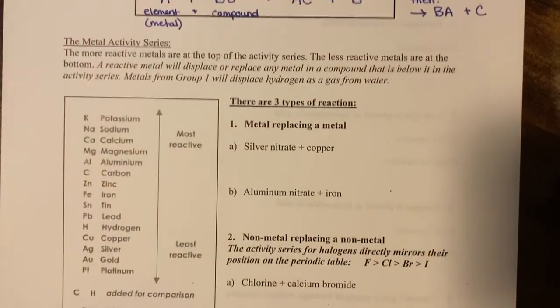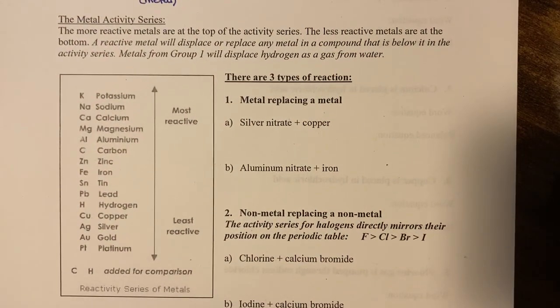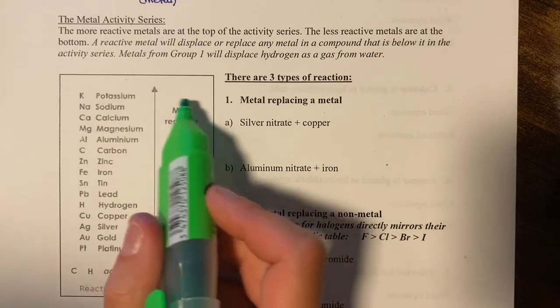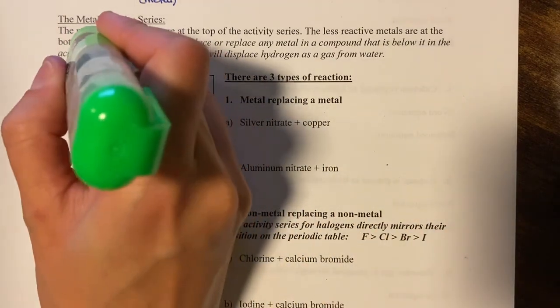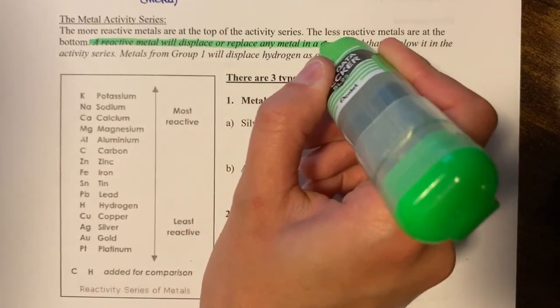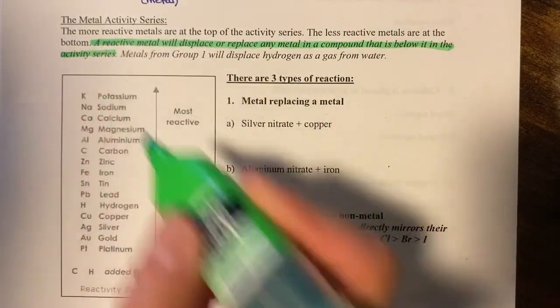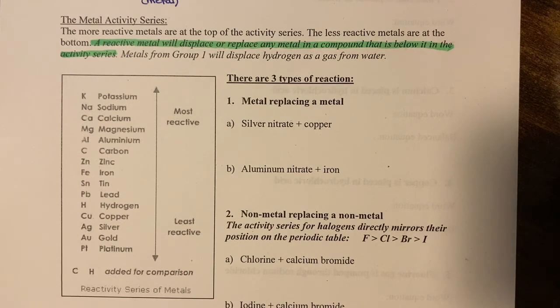So here we have a special little resource that you get at the back of your periodic table called the metal activity series. With the metal activity series, elements can only replace another element that is lower than it on the series. So the least reactive metals are closer to the bottom, least reactive down here, the most reactive are up here. A reactive metal will displace or replace any metal that is below it on the activity series.